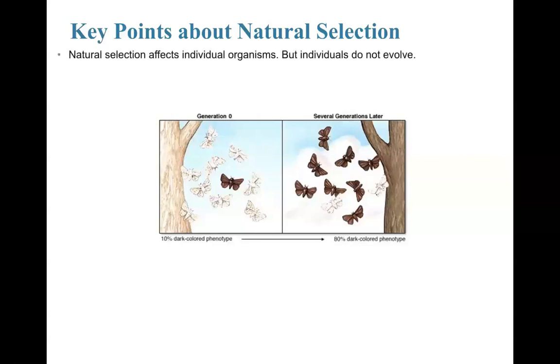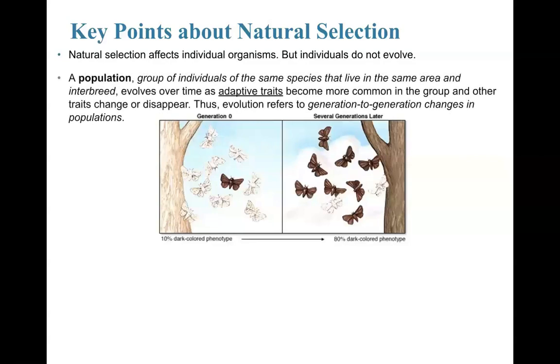Natural selection is going to affect individual organisms. So you're choosing the traits that that organism has. Are those traits going to allow that individual to be successful in that environment? But it is not the individual that contributes to the concept of evolution. It's populations. It's a whole population, all the individuals in that population that contribute to evolution.